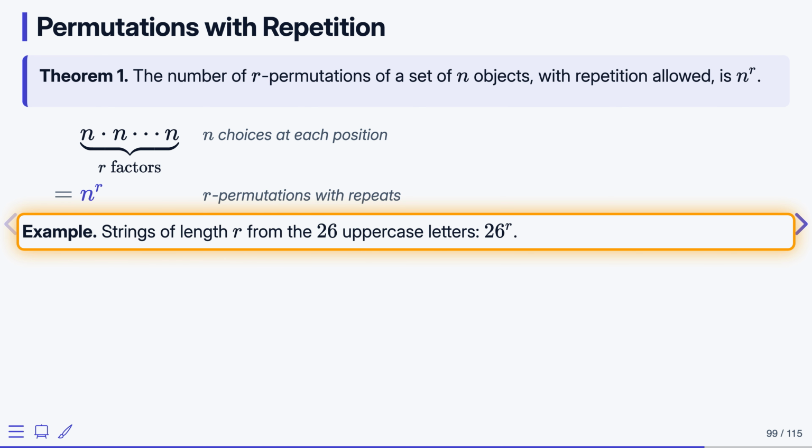Now an example. Strings of length r from the 26 uppercase letters. Each of the r positions holds any of the 26 letters, so the answer is 26 to the power r.